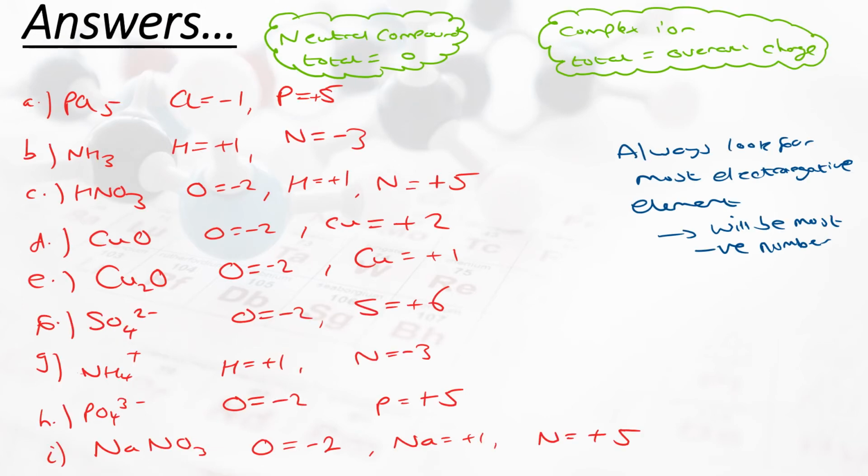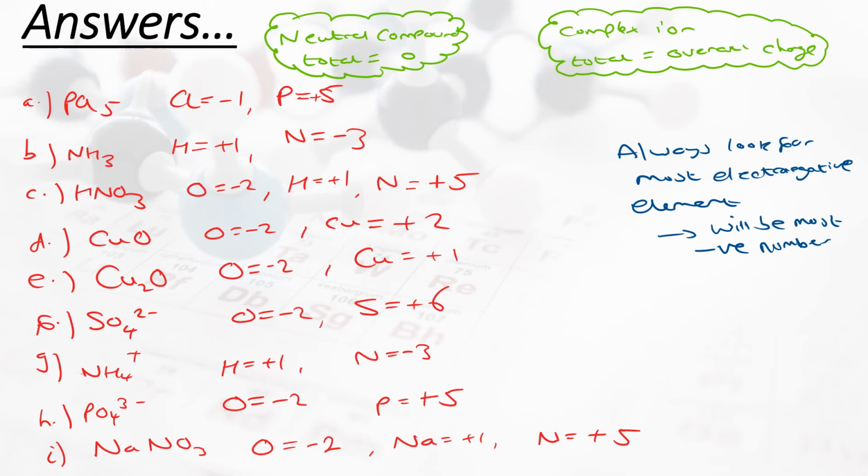So a couple of general rules as we said before. If we have a neutral compound, the sum of the oxidation states must be 0. If we have a complex ion, then the sum of the oxidation states must equal the overall charge of that ion. And the way that I always go about this is to look for the most electronegative element first, because we know that this will be the most negative number.